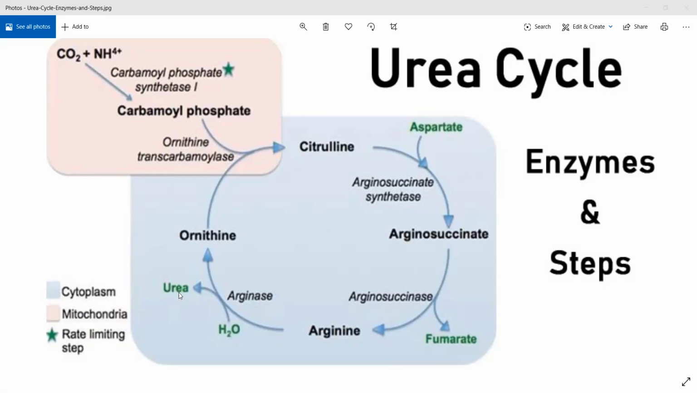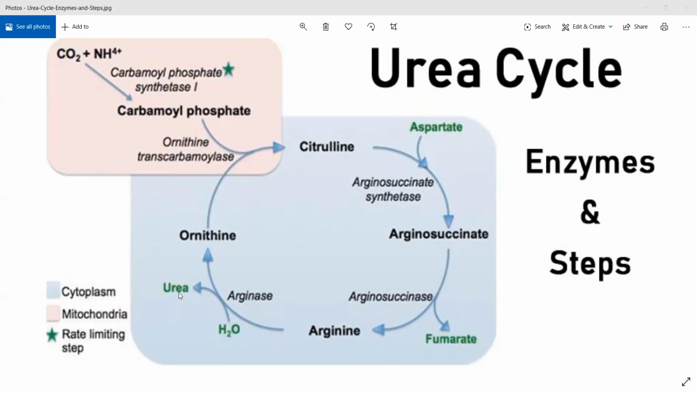These are the intermediates that you get in between. Aspartate combines with citrulline, giving you arginosuccinate. Arginosuccinate in turn will cleave, breaking down in the presence of arginosuccinase into two different molecules, arginine and fumarate, which is another amino acid altogether. Arginine will break down again in the presence of arginase, giving you ornithine and urea. This ornithine will continue the cycle.